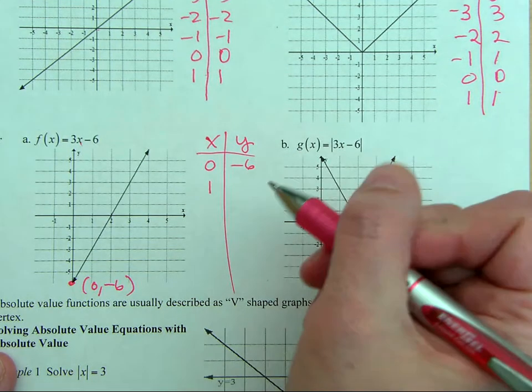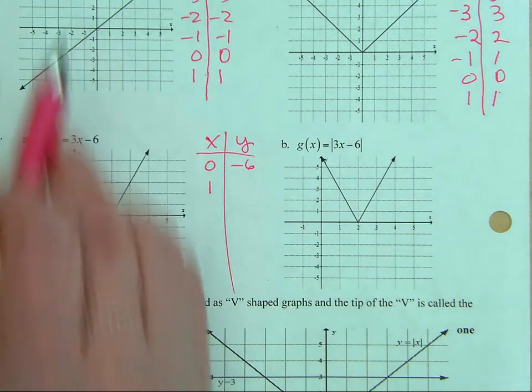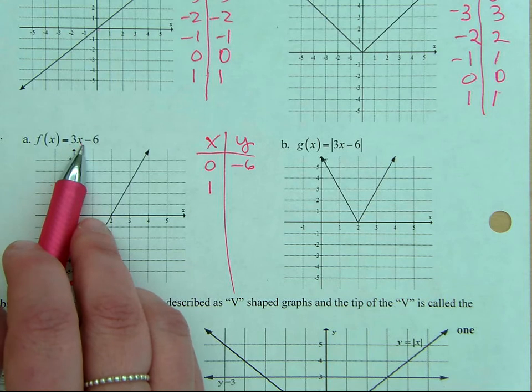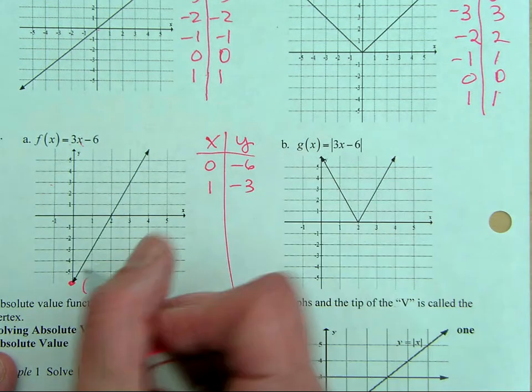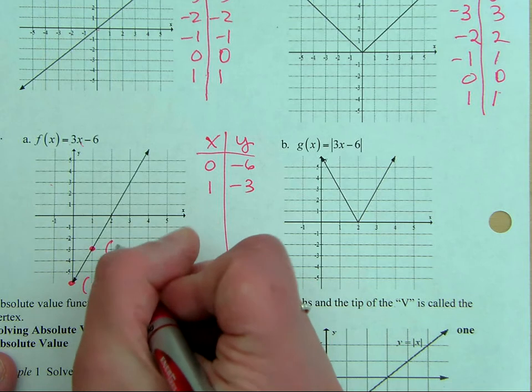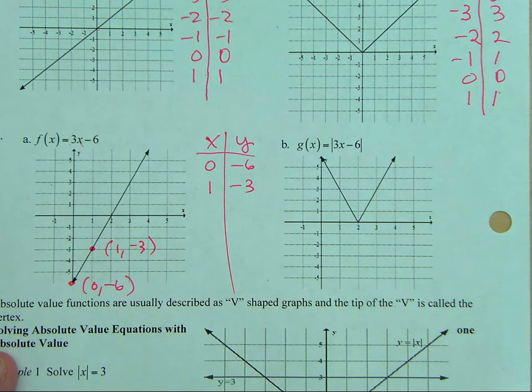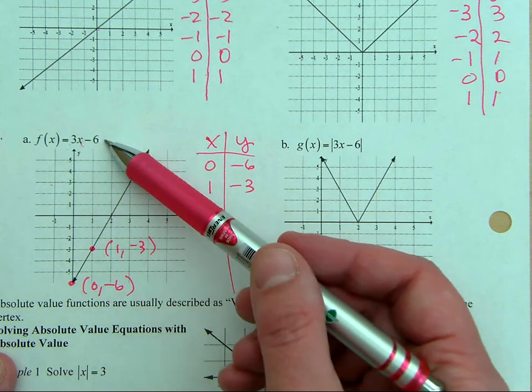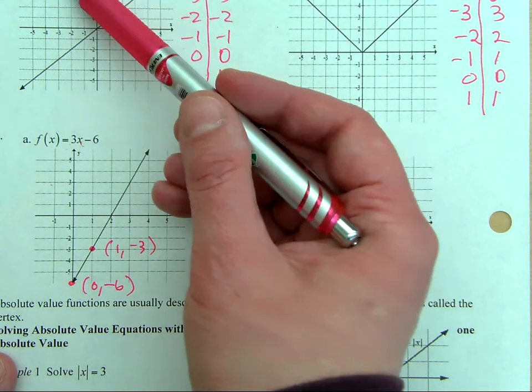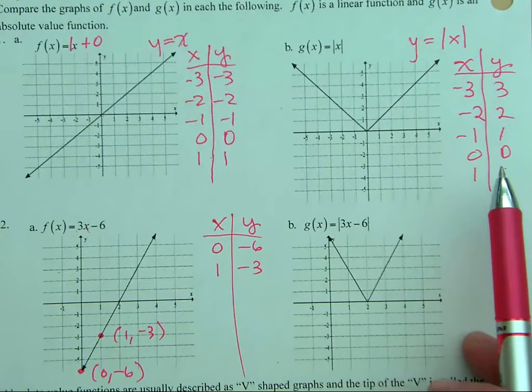Yes, and this has a slope of 3. If I plug in 1, see how it's more complicated? I have to go 3 times 1 is 3, -6, which is -3. Good. And there's 1, -3. These are the points, the ordered pair that make up the line. So we can see that this is a linear equation. It has a slope. It has a y-intercept. I mean, this has a slope and a y-intercept as well, the one above.